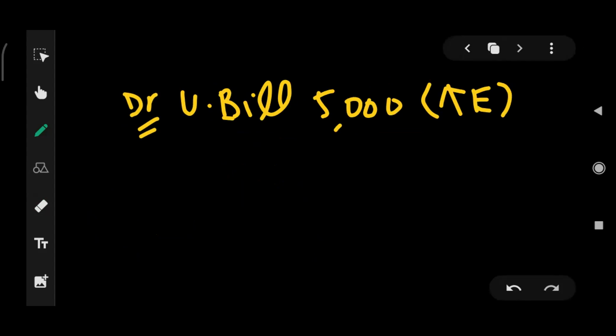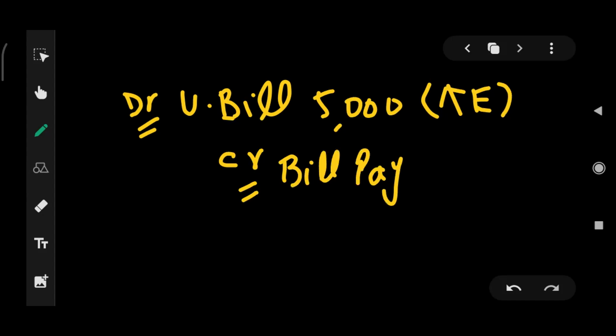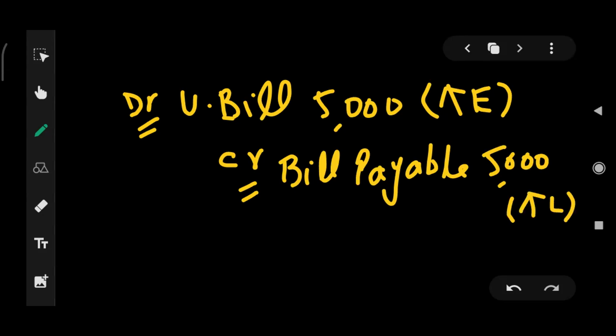because I have received a bill and haven't paid it yet. So my corresponding credit entry is bill payable. As it is my payable, it's my liability. The name of this payable is bill payable. Whenever a liability is increased, it is a credit entry. So I will record an increase in liability with it. Yeah, this is the transaction I have recorded.